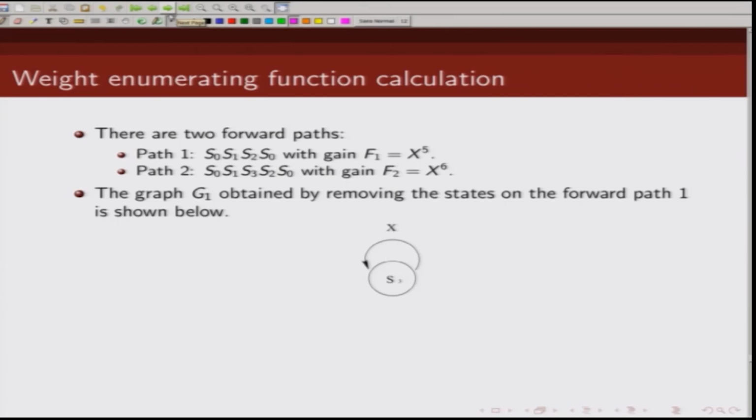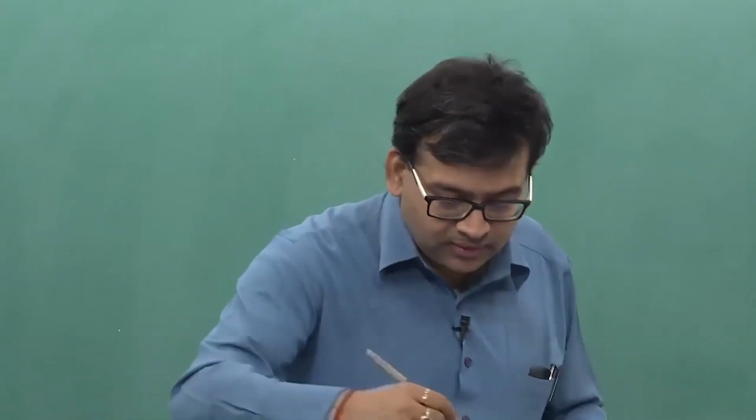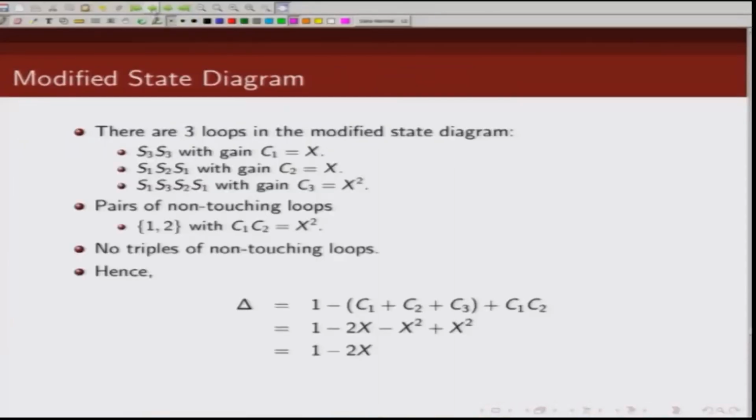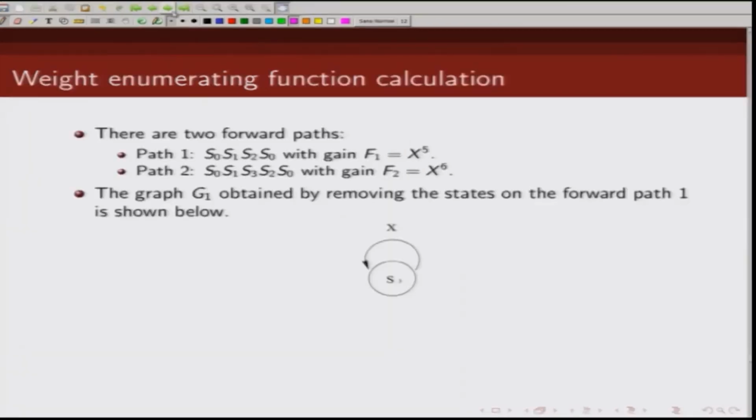Now, what is the next step? We need to remove the forward path and see what graph remains, and compute the delta corresponding to that. Again, let us go back to the same diagram. If I remove this forward path, what is left in the graph? Only this node. And if I remove this other forward path, everything is gone, there is nothing left in the graph. So, that is what I am saying here.